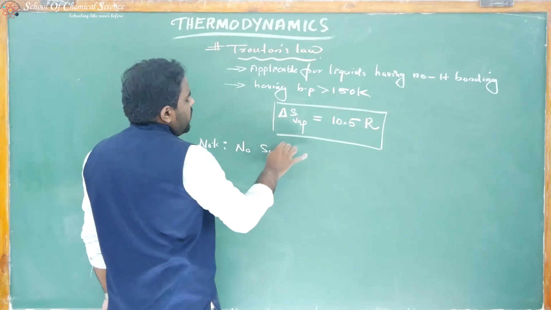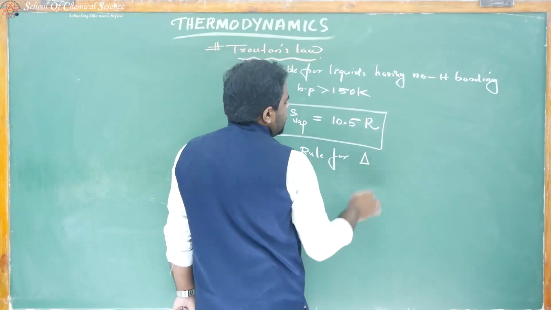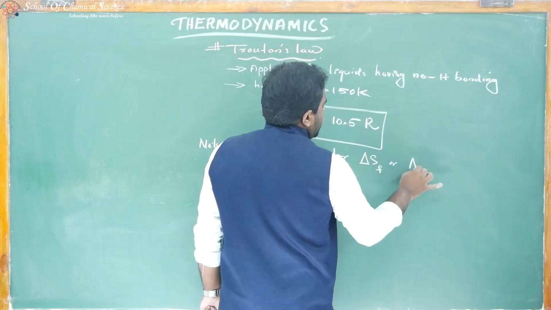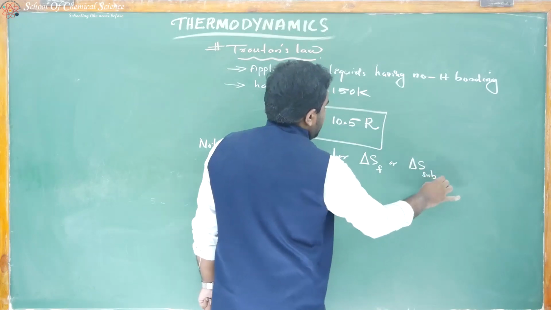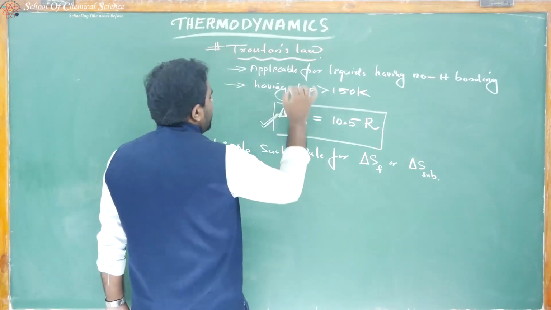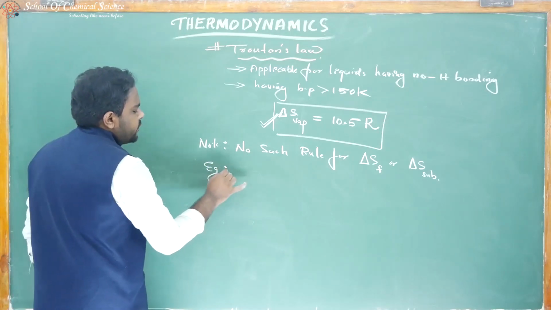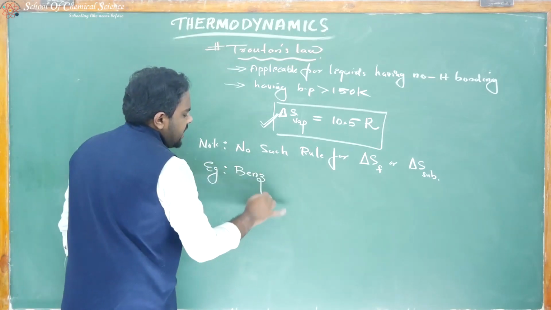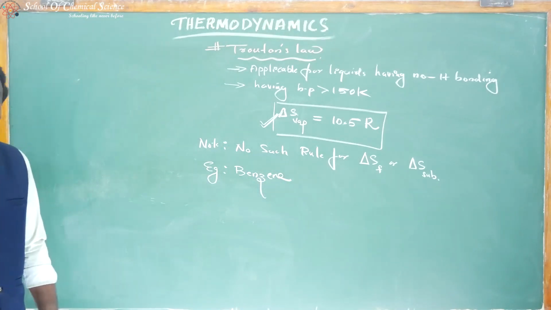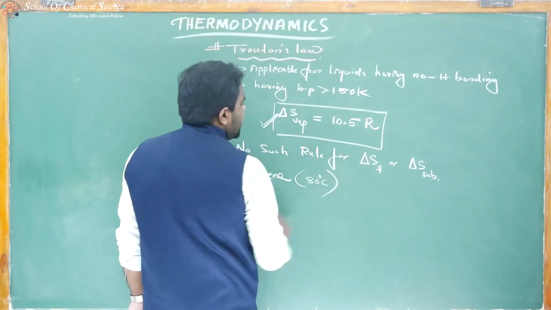And also write a note: no such rule for entropy change for fusion or entropy change for sublimation. In such cases, this rule is not applicable. Only for entropy change for vaporization, 10.5 into R. For example, benzene. You know, in benzene there is no hydrogen bonding, and also boiling point of benzene is 80 degrees Celsius.